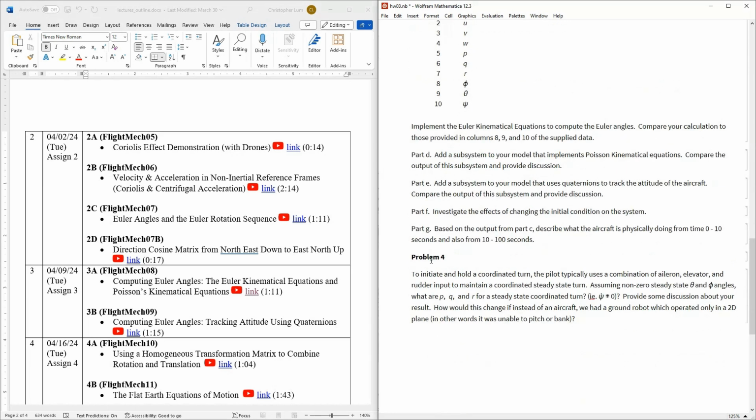So again, problem four, maybe don't overthink it too much. You don't have to write any simulations or run anything. It's basically just think about it a little bit, provide a couple of equations to back up your thinking, and hopefully that will be kind of a little bit interesting.